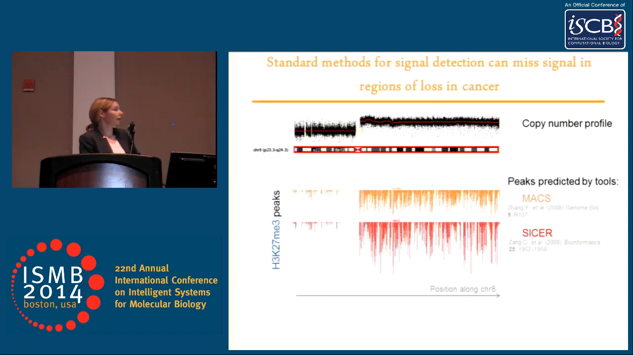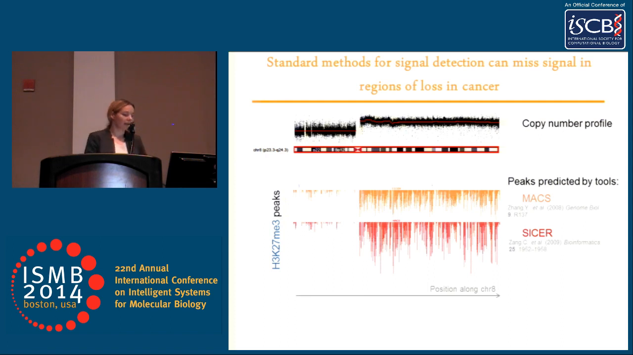And this is what we can see if we detect these enrichment regions using the most commonly used software like MACS and SICER. So here I show you peaks which were detected by these 2 tools along chromosome 8. And this chromosome has a loss in the 8p region, and a gain in 8q. And you see that both software under-detected peaks in the region of loss and probably over-detected peaks in the region of gain.